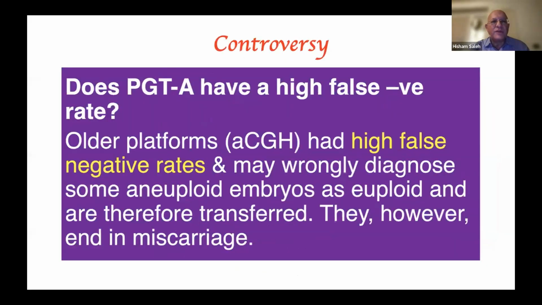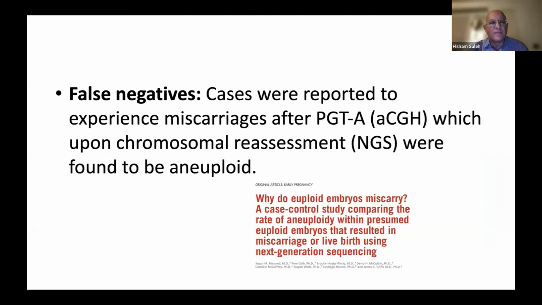Another question: does PGT-A have a high false negative rate? Older platforms like aCGH have a high false negative rate, and may wrongly diagnose some aneuploid embryos as euploid. And if they are transferred, they will end in miscarriage. And this has been confirmed when the products of conception were analyzed.